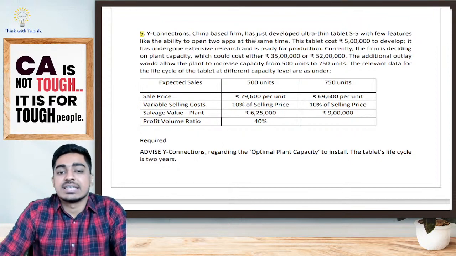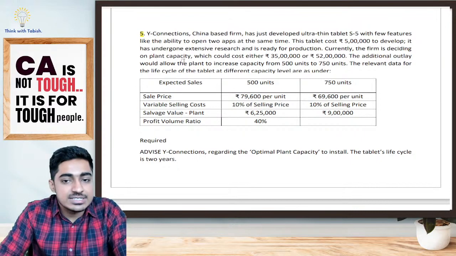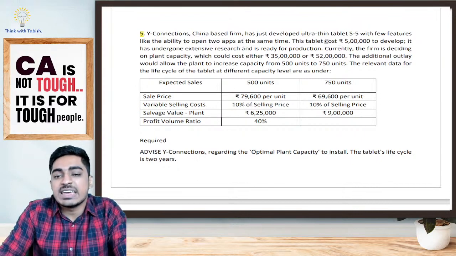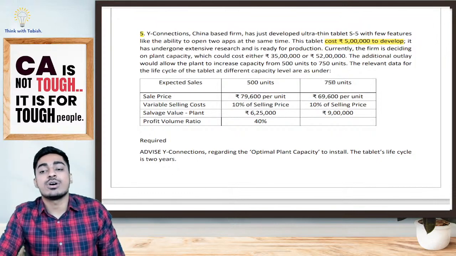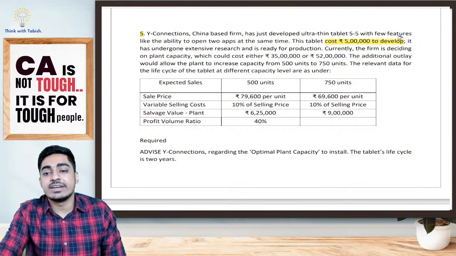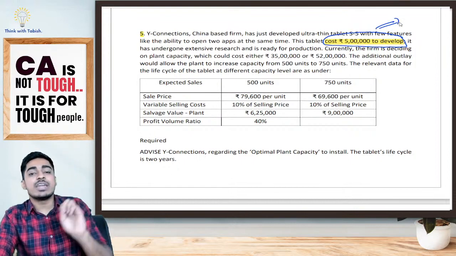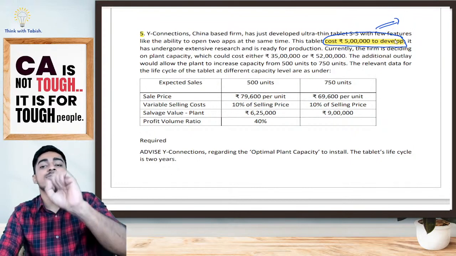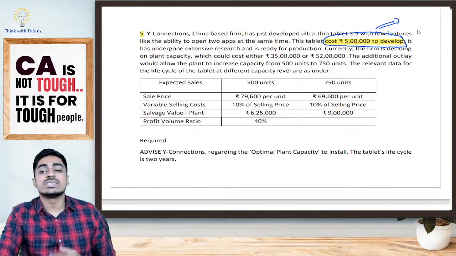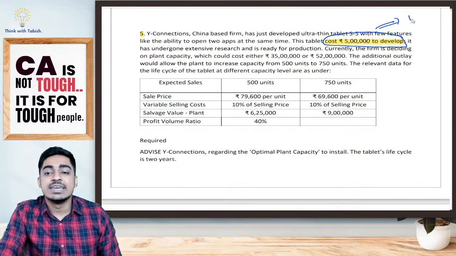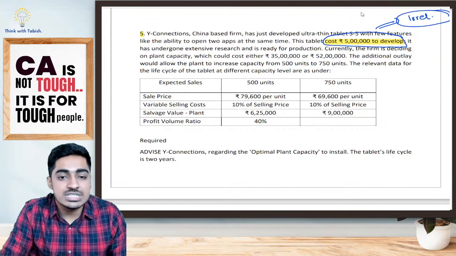Y Connections, a China-based firm, has just developed an ultra-thin tablet with new features. This tablet cost 5 lakh rupees to develop. Is it relevant or irrelevant, students? It is already incurred in the past. So whether we manufacture 10,000 units or 50,000 units, this 5 lakh rupees cost is already incurred. It is a sunk cost, so it is irrelevant.